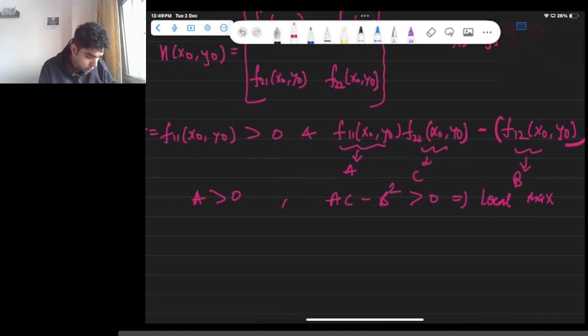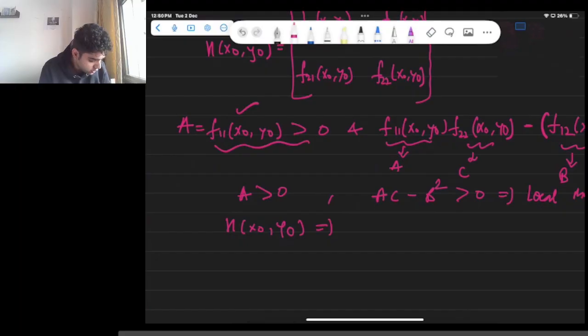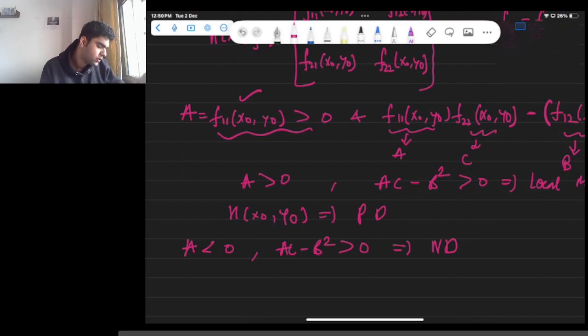And what this also means is that the Hessian matrix at x naught comma y naught, because all of these conditions, this is greater than 0 and the determinant is also positive, means the Hessian matrix is a positive definite matrix. I've explained what is A, what is B, what is C. So if A is less than 0 and AC minus B square is greater than 0, we have a negative definite matrix. So H, the Hessian matrix, is a negative definite matrix, right?